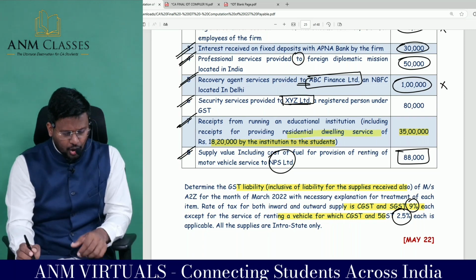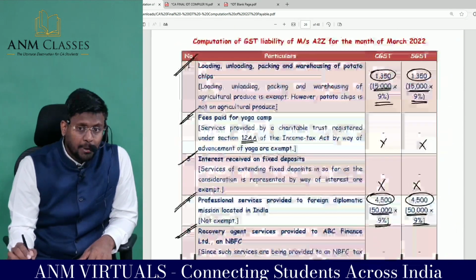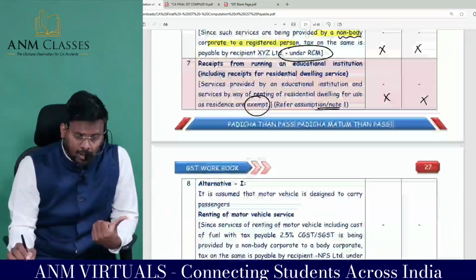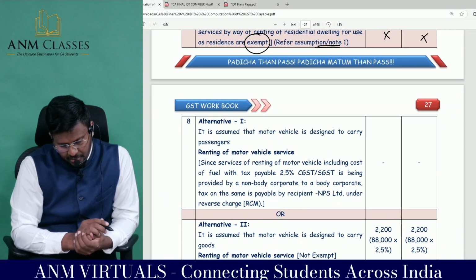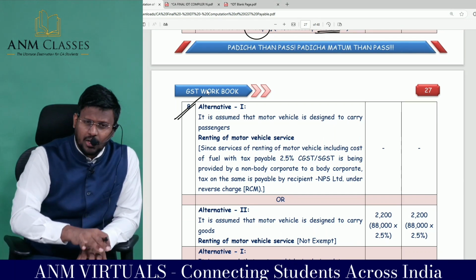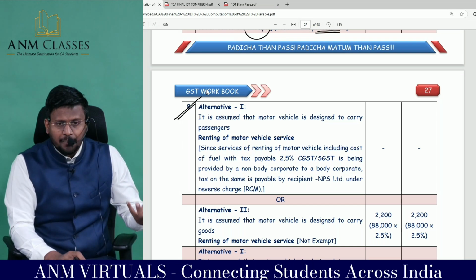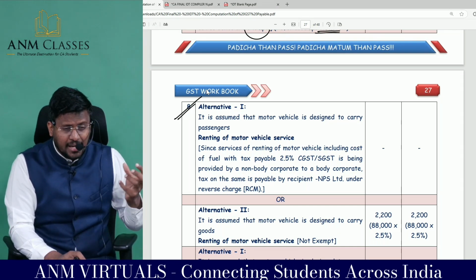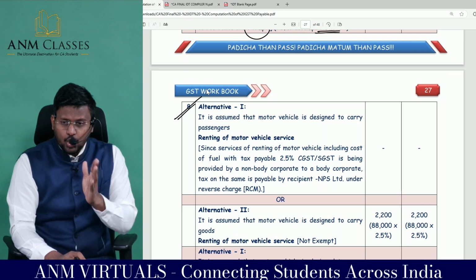For provision of renting of motor vehicle to NPS Limited, we are not a body corporate, but we have given the service to a body corporate. Then the body corporate is the person liable to pay tax. Here, the answer has been written with two alternatives because the question did not mention whether the motor vehicle is to carry passengers or goods, so I am assuming in two ways.